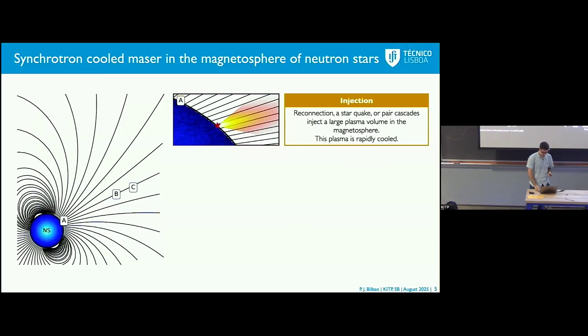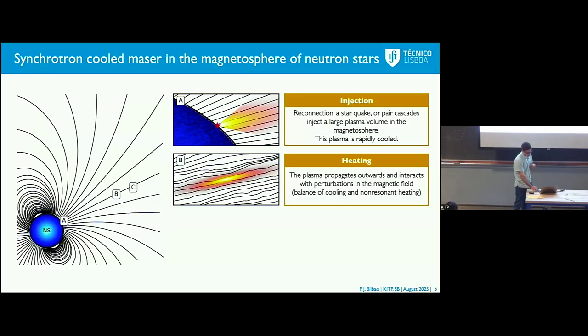And so I usually get the question of how can we even get this setup if we already have to cool down the plasma? So here I have a cartoon explanation of how you can heat up the plasma beforehand. You can have some kind of ejecta in a neutron star. This is going to cool down very fast because we're very close to the neutron star surface. And then as this plasma propagates outwards, it's going to bump into regions where the magnetosphere is not this perfectly straight dipole. If you zoom in, there should be some perturbations in there.